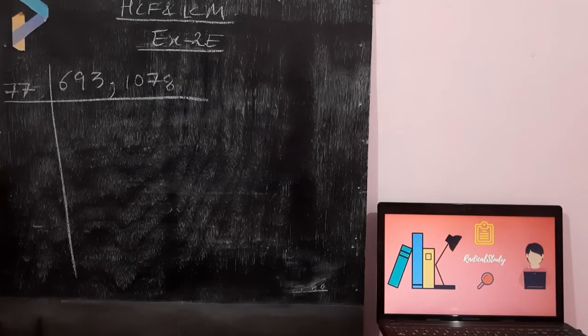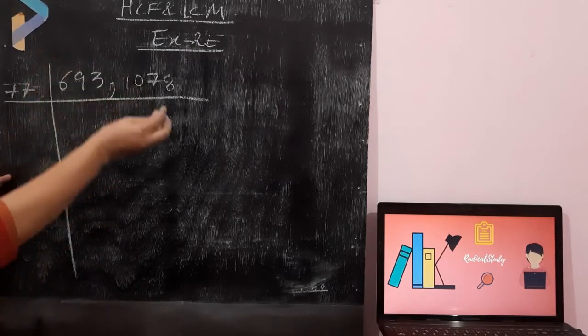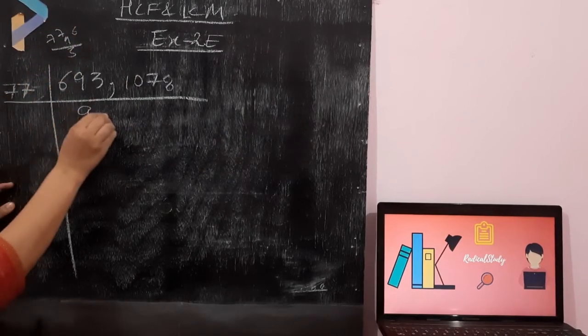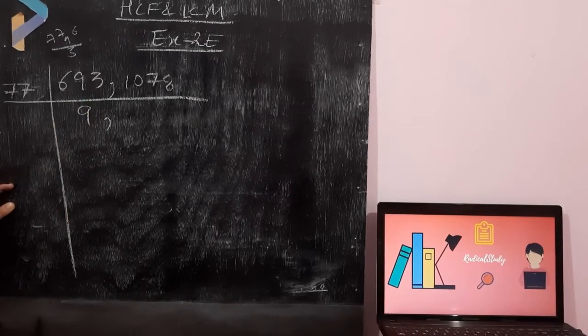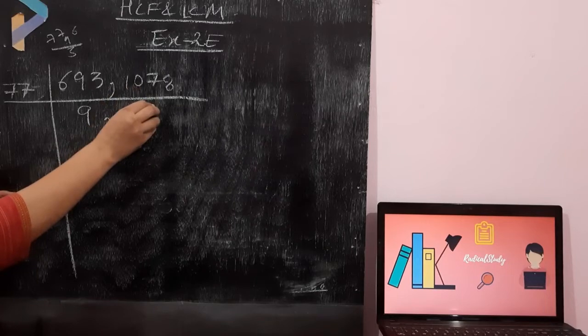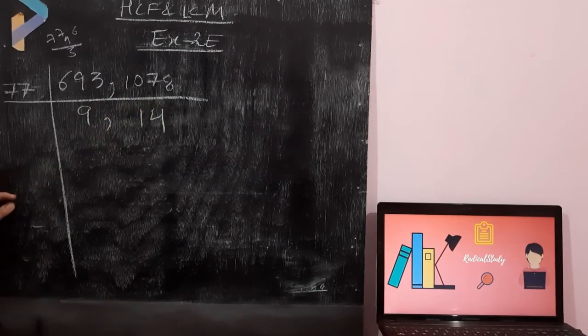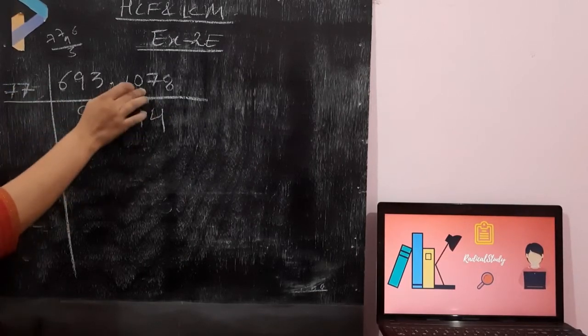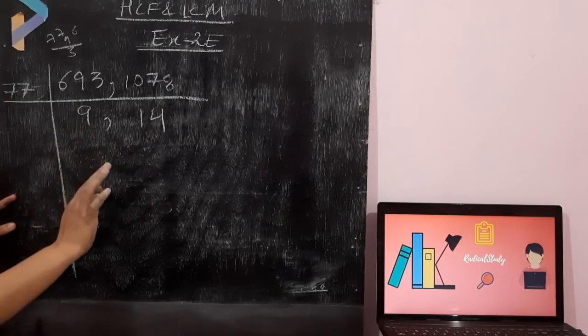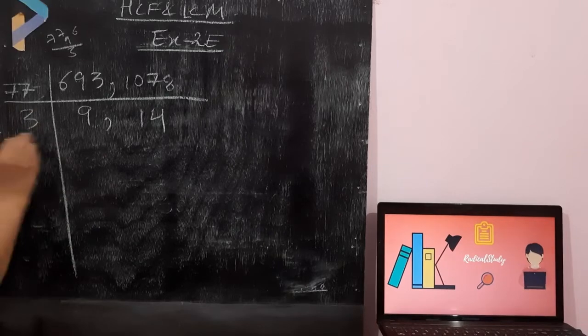Now 77 9s are 693, since 9 7s are 63. And 77 14s are 1078. Now 9 and 14, we got the smaller numbers. Now it is very easy to proceed further.